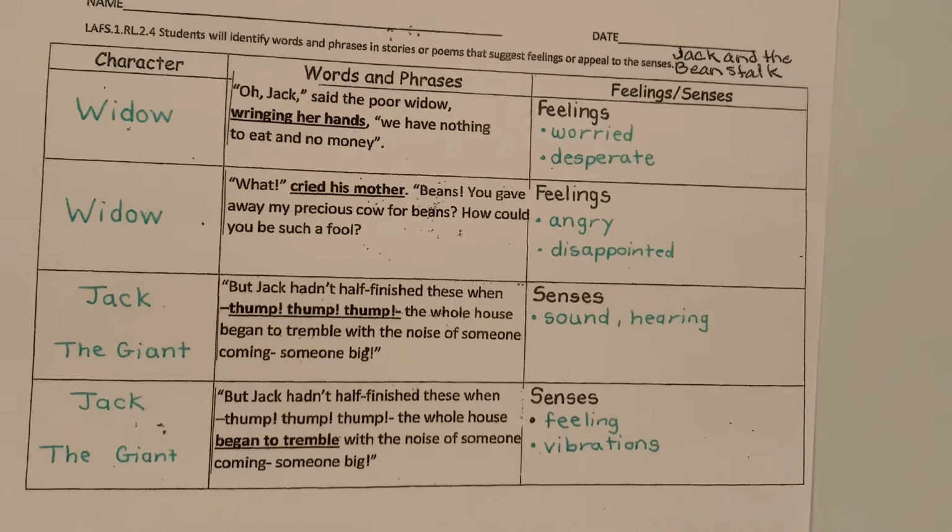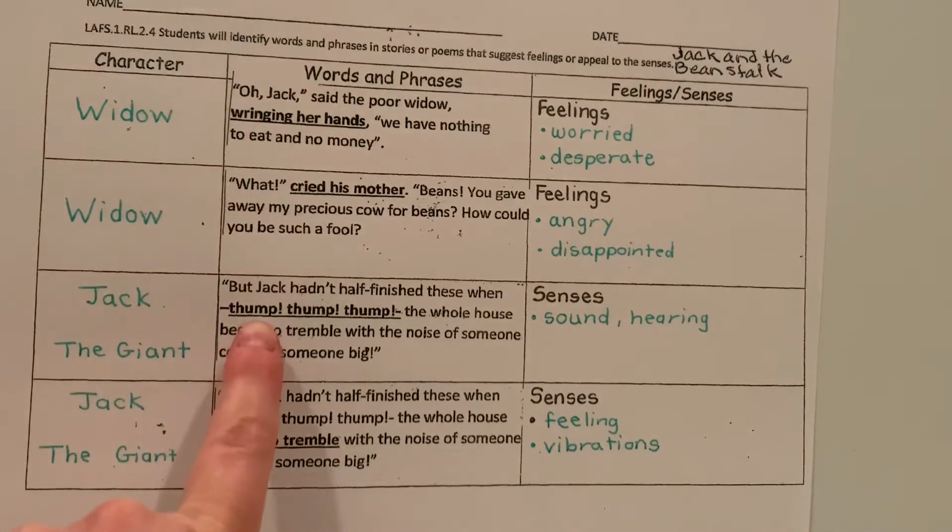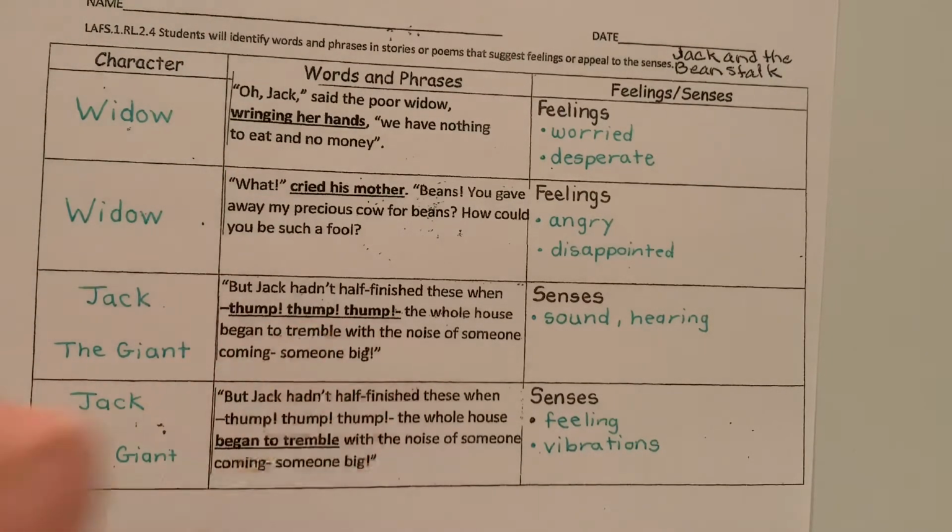about. So the first one says, "But Jack hadn't half finished these when thump, thump, thump, the whole house began to tremble with the noise of someone coming. Someone big." So the first one bolds thump, thump, thump.